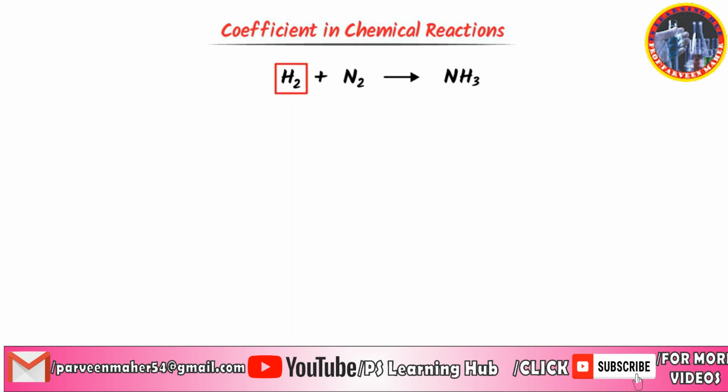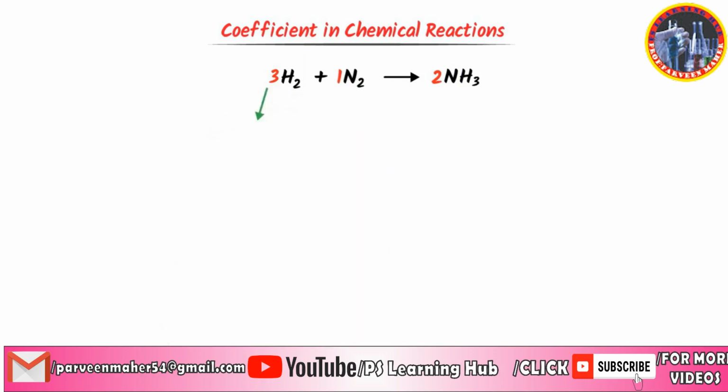There are 2 hydrogen atoms in the reactants, while there are 3 hydrogen atoms in the products. I place 2 with products and 3 with the reactants. Now 3 into 2 is equal to 6 atoms. 2 into 3 is equal to 6 atoms. There are 2 nitrogen atoms and there are also 2 nitrogen atoms. So this is a completely balanced chemical reaction.